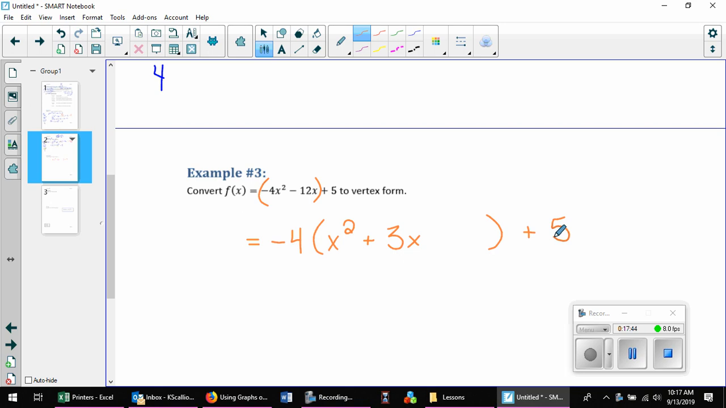Okay, so things that can really screw you up, that will change where your vertex is, and will make you cry, especially if I ask you to graph these: when you take out your negative 4, that would change to a positive. That's going to affect things later. Okay, now what am I going to do? Side note.